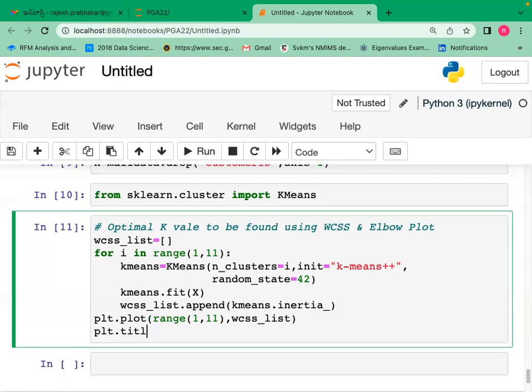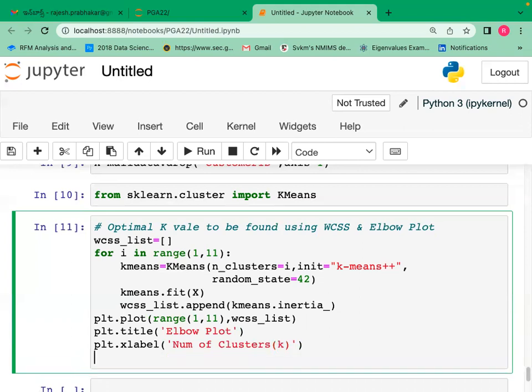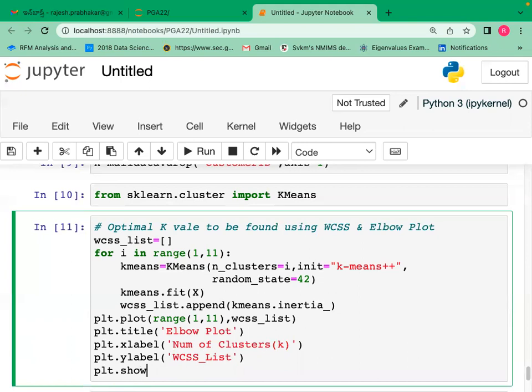PLT dot title elbow plot. PLT dot xlabel is number of clusters. Okay. PLT dot ylabel is WCSS. PLT dot show.